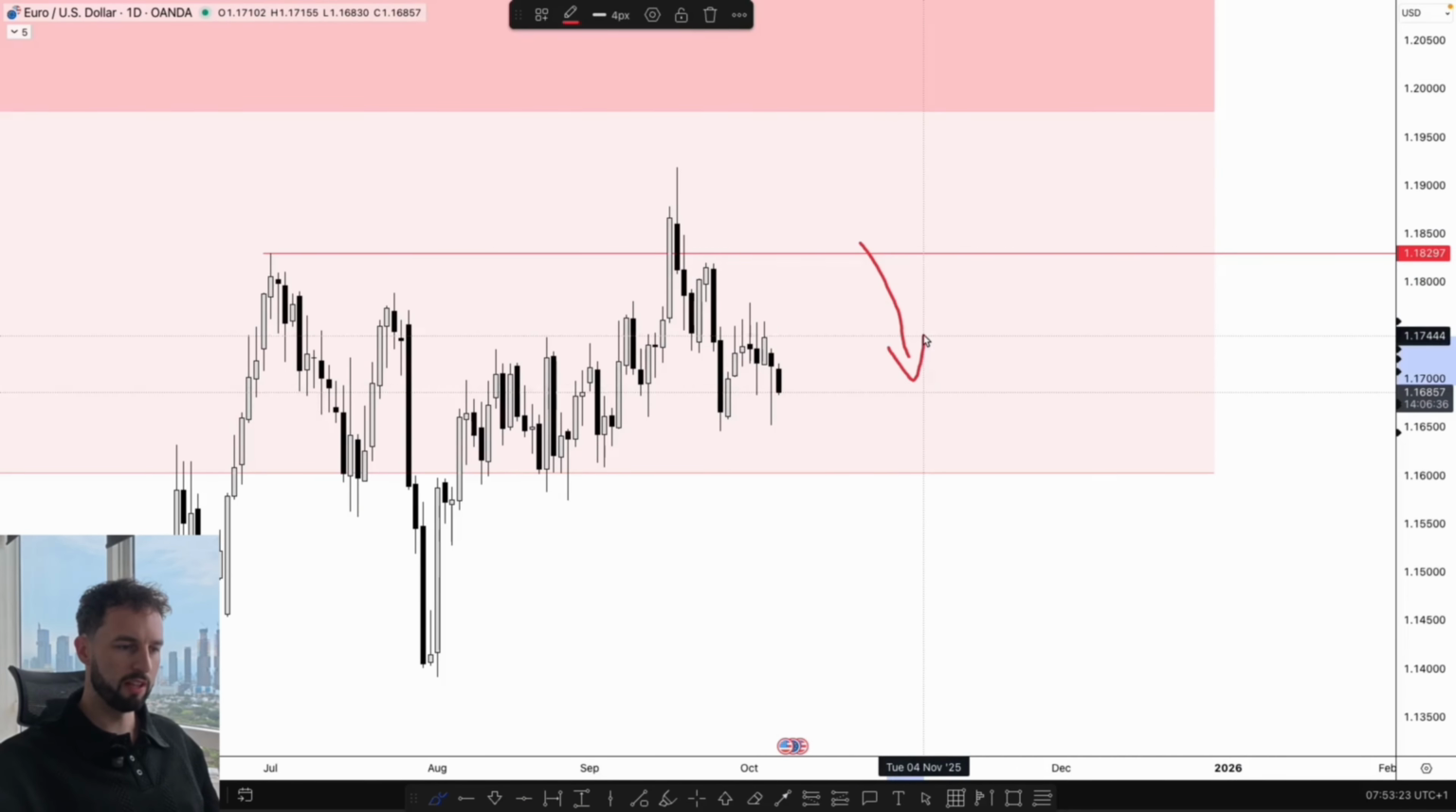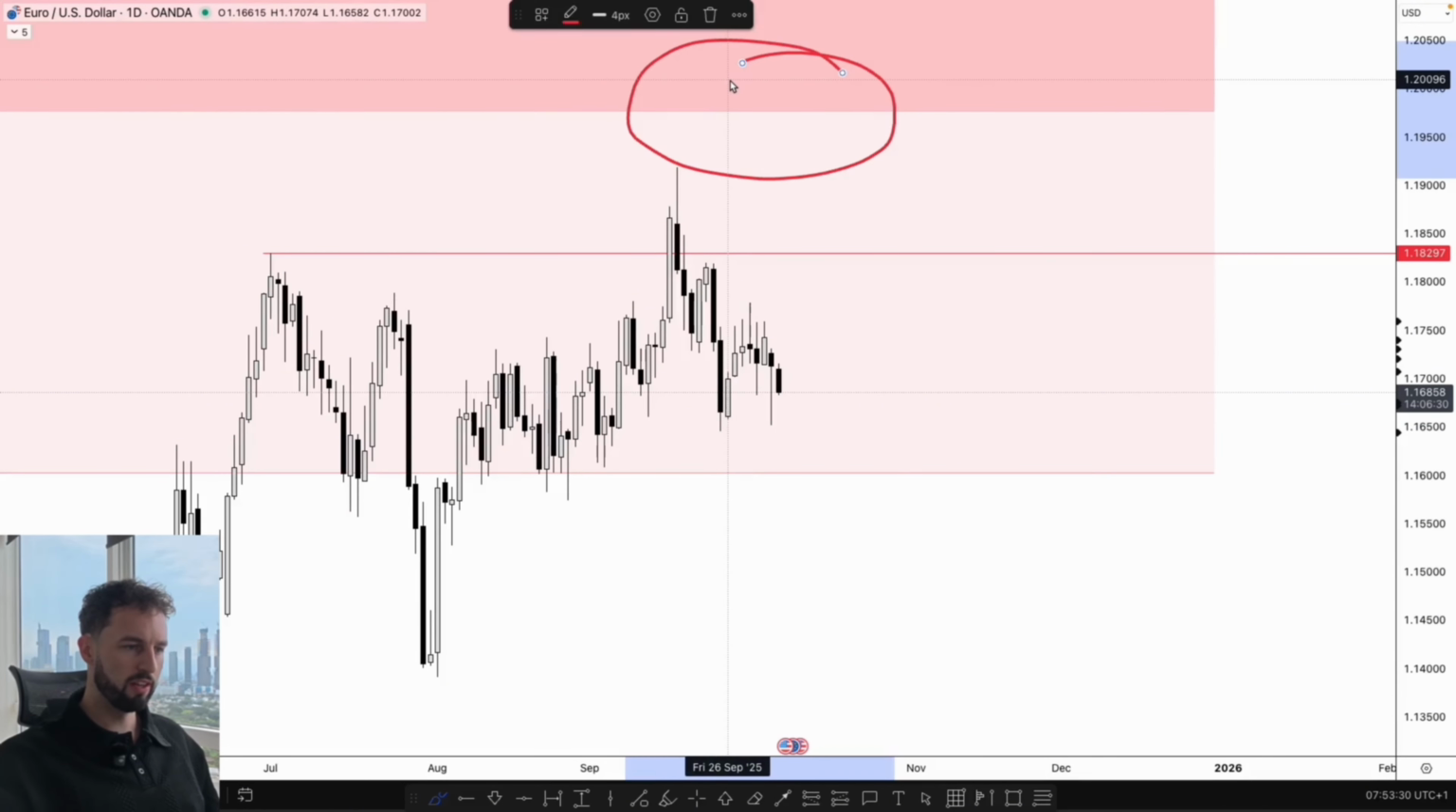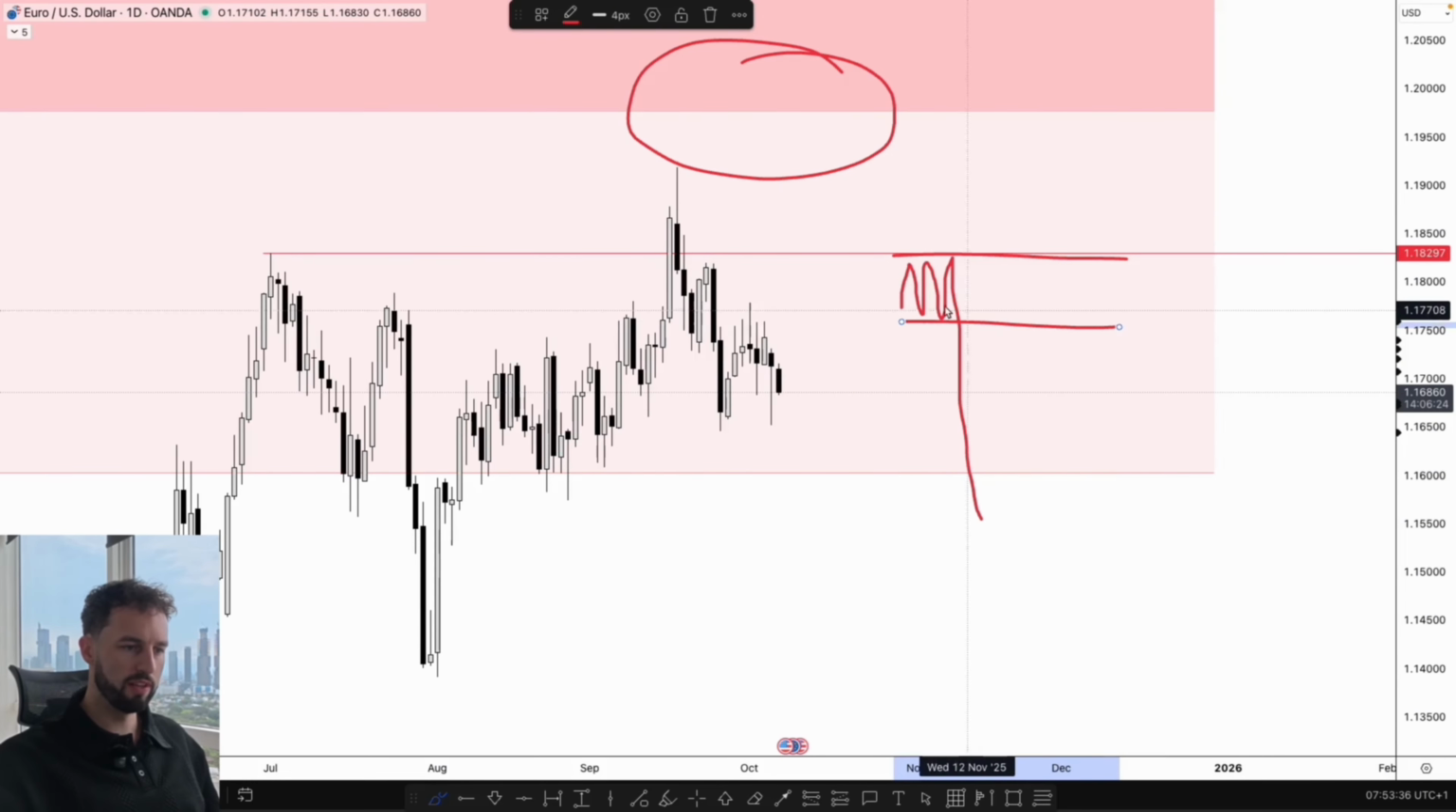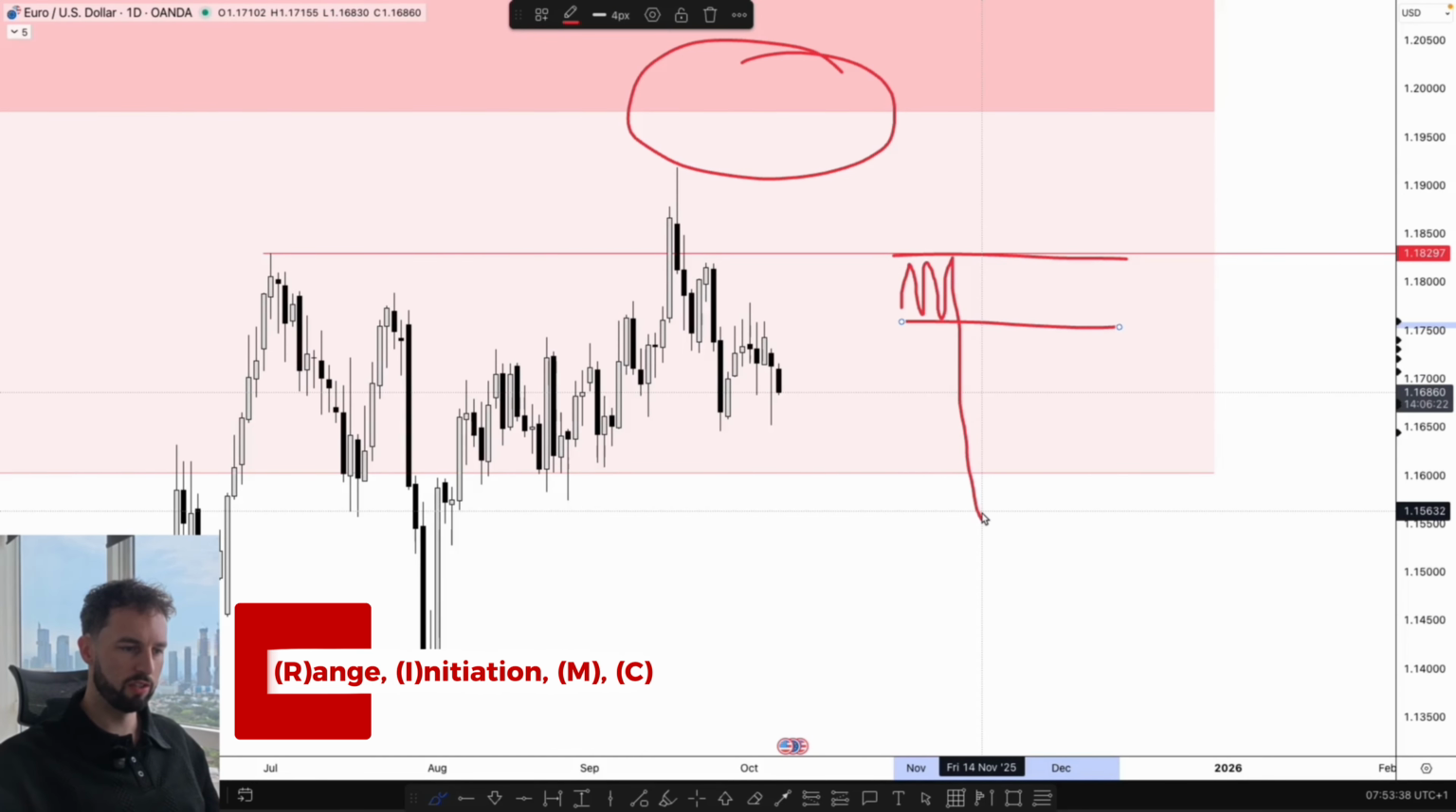You need to know if you're going to be selling or buying the market. So this is what we use to understand direction. First of all, this whole red area at the top is a previous sideways range and initiation on the left-hand side of the charts. This has already printed.